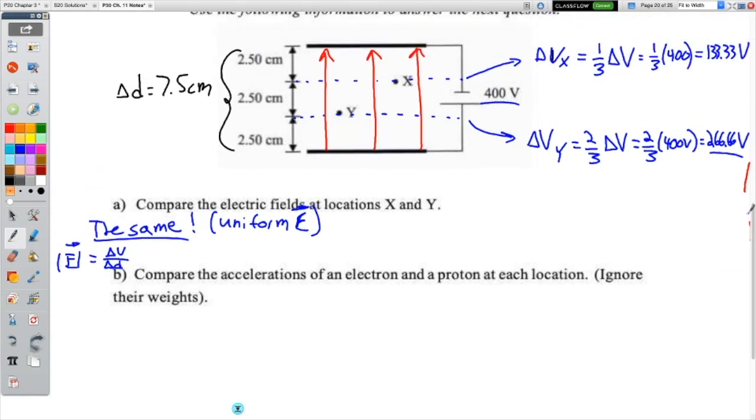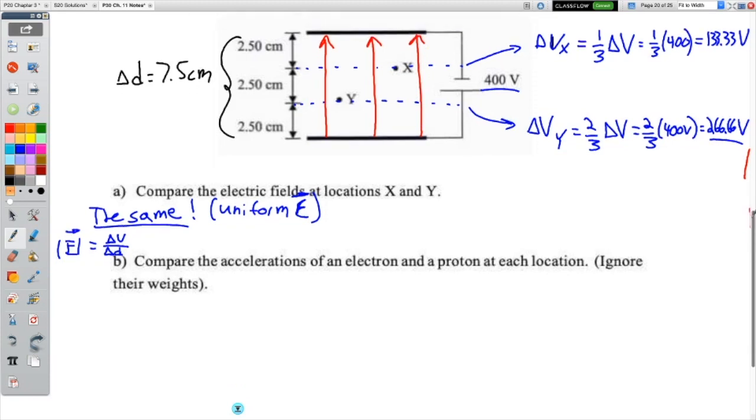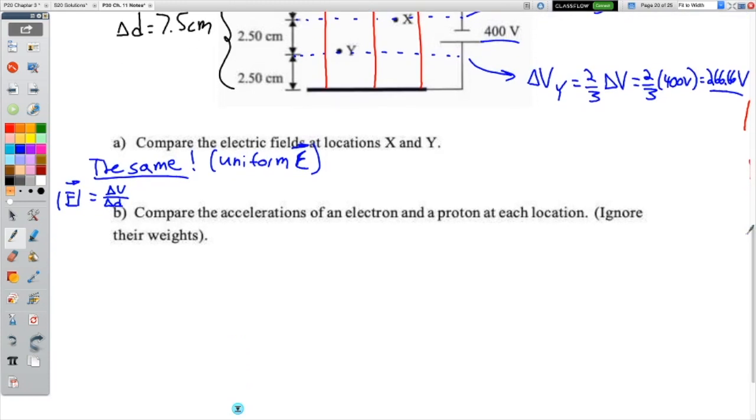And so remember, as we go across, the voltage drops, but so does our distance. Okay, so that electric field stays constant always. Now let's mathematically prove it. Let's mathematically check. Do we get the same answer at X as we do at Y? So mathematically, at X, the electric field magnitude equals the potential difference over the separation distance.